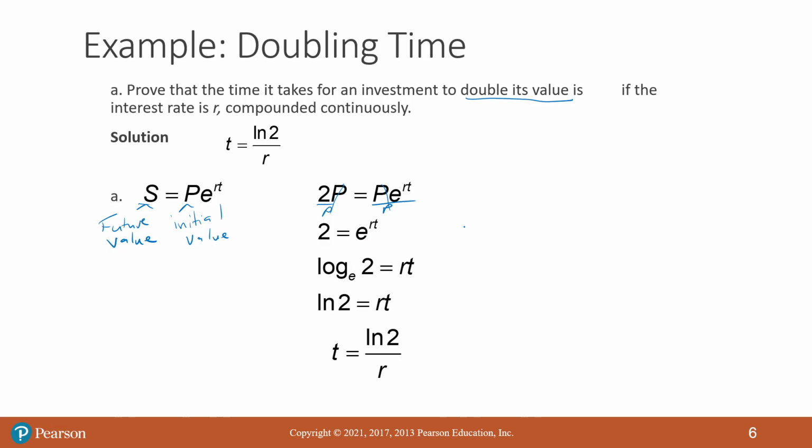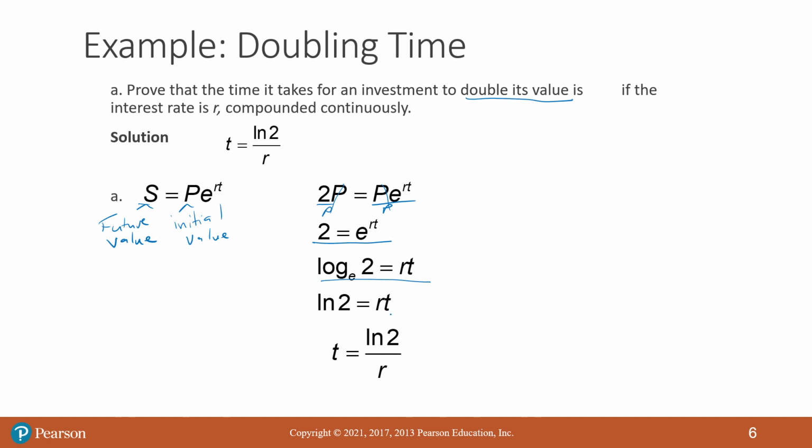Okay, now we're going to convert this exponential form to a logarithmic form. Keep in mind here that this is log base e of 2 equals rt. That is the conversion of this into a logarithmic form here. Also, we know that the log base e can be more naturally written as the natural log. So all we've done in this next step is we've changed the log base e to a natural log here. So we have the natural log of 2 equals rt.